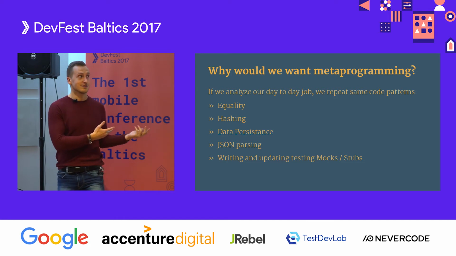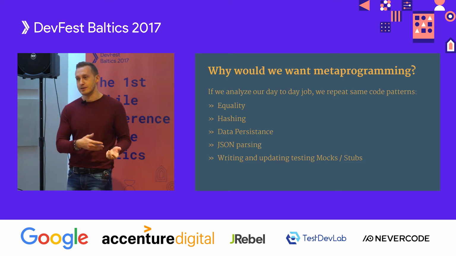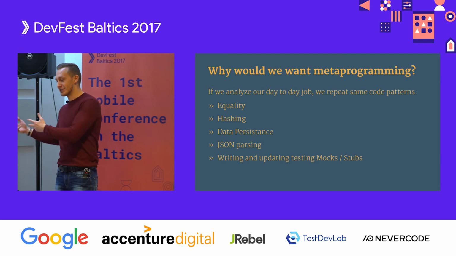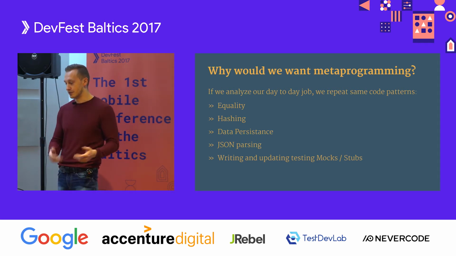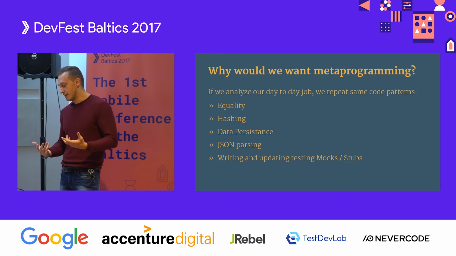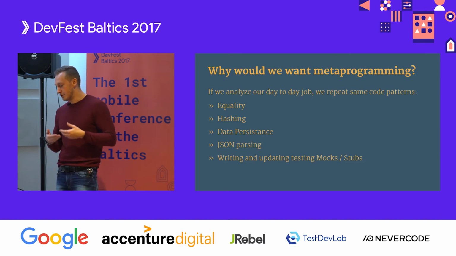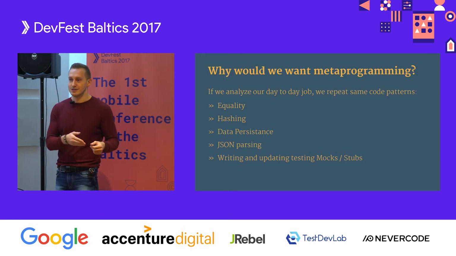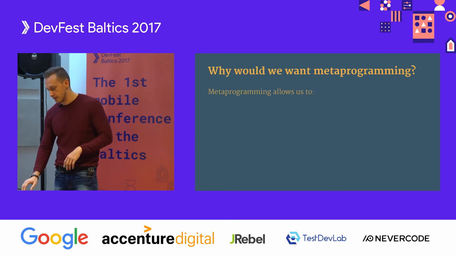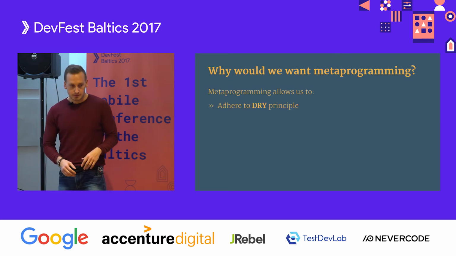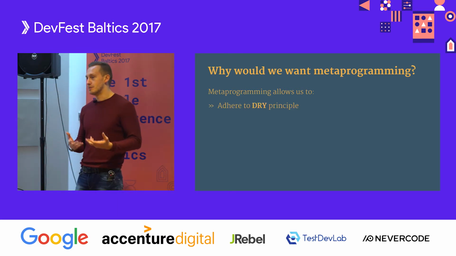The user doesn't care that you had to implement equality or hashing or this or that. They want a fast, performant app with a lot of features that are useful for them. So the idea of metaprogramming is to allow us to focus on what matters and not deal with something that should be provided by the language or the platform itself. So what can we do with metaprogramming? We can avoid repeating ourselves.